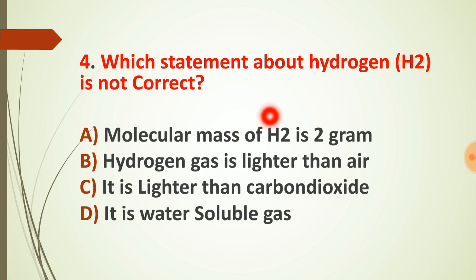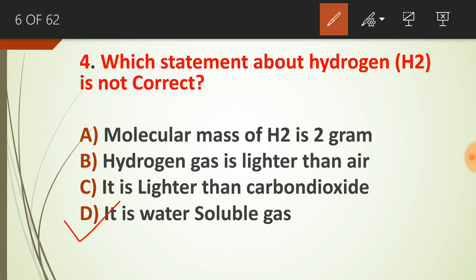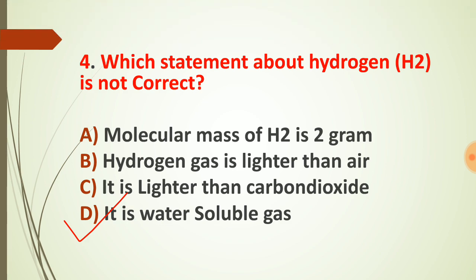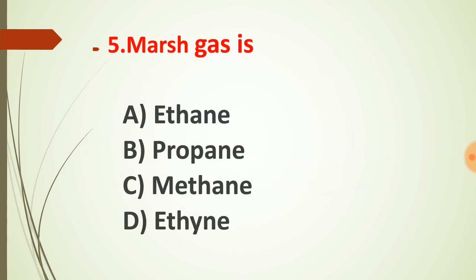Which statement about hydrogen gas is not correct? The molecular mass of H2 is 2 gram. This is correct because atomic mass of H is 1, so for H2 it is 2. Molecular hydrogen is lighter than air. This is also correct. Hydrogen and helium are lighter than air. It is lighter than carbon dioxide. This is also correct. Now option choice D, it is a water soluble gas. This is incorrect. So this is our answer, because hydrogen is collected by downward displacement of water, which means it is not soluble in water. Now let us move to question number 5.